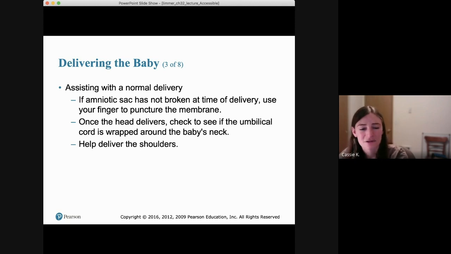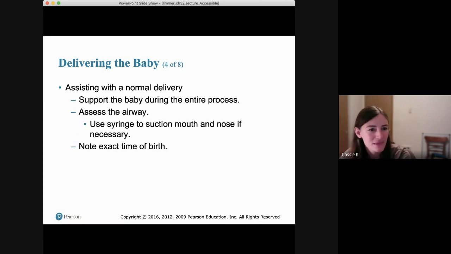As the head delivers, you're also going to look to see if the umbilical cord is wrapped around the baby's neck. This is not uncommon, but is generally very easy to just slip off their neck and generally doesn't result in any lasting complications. Then you'll help guide the shoulders out, the whole time supporting the baby. Then we'll assess the airway, and if needed, you can use a syringe, like the bulb syringe, to suction the mouth and nose, and then note the time of birth.